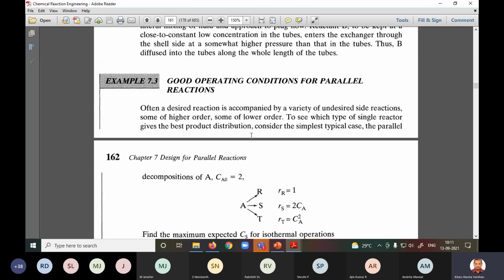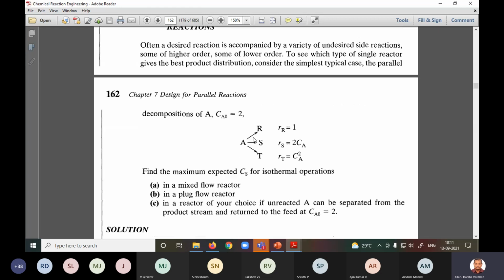One more problem. A lot of times they ask this problem in the exam. Please try to do this problem. A lot of times they asked this particular thing in the exam. So he's giving three products here. So here, to see whether a single reactor gives the best combination.